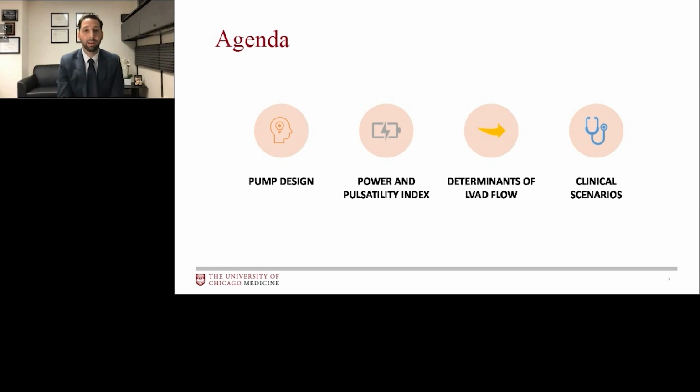We'll shift our focus onto the determinants of LVAD flow and briefly discuss the difference between true flow and estimated flow. And then we'll put this all together and again walk through some common clinical scenarios and use our newfound knowledge in pump parameters to help improve bedside care.